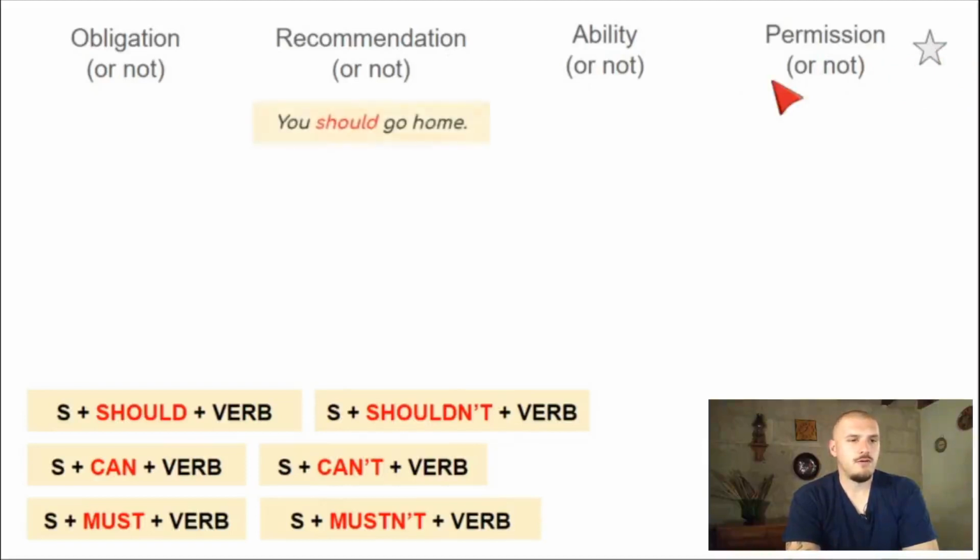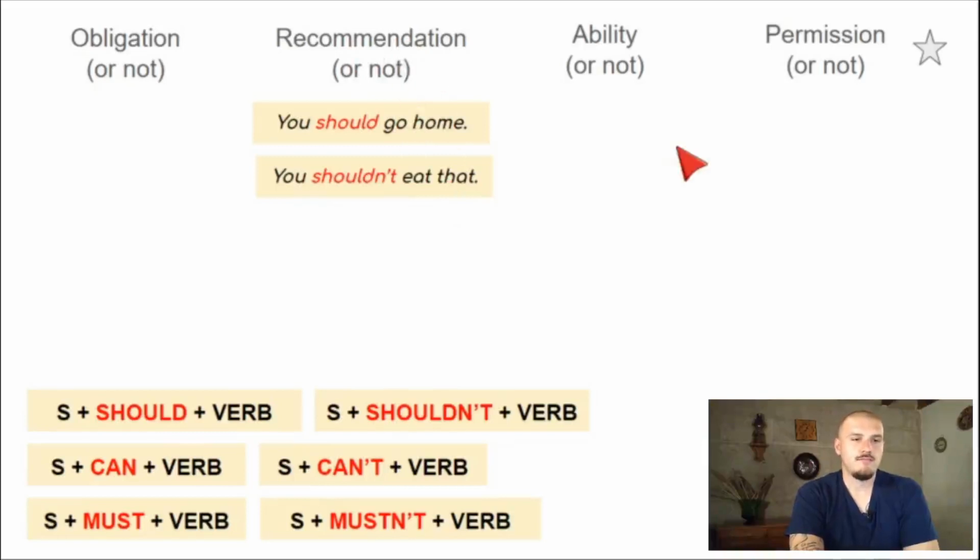For example, should, you should go home is a recommendation. Okay? Deberías ir a casa. You should go home. You shouldn't eat that. No deberías de comer eso. You shouldn't eat that. Okay? So should and shouldn't are recommendations or not.